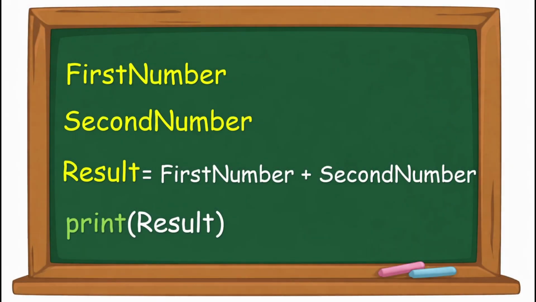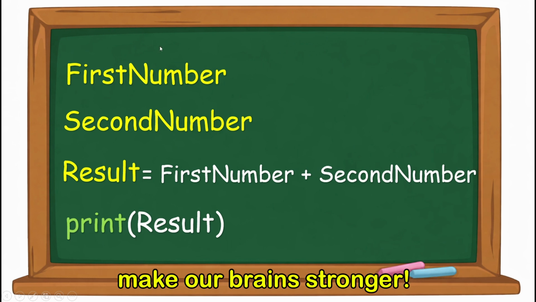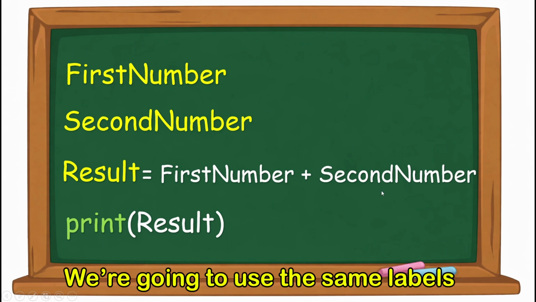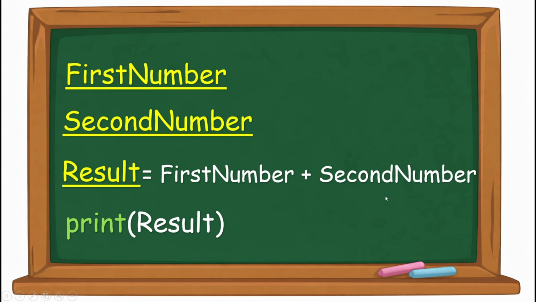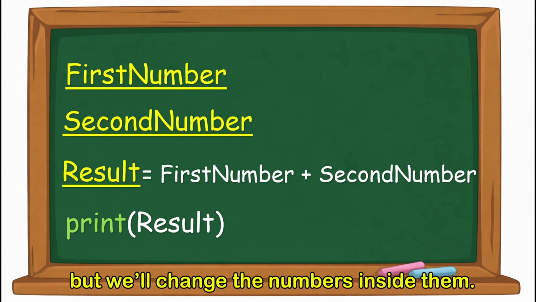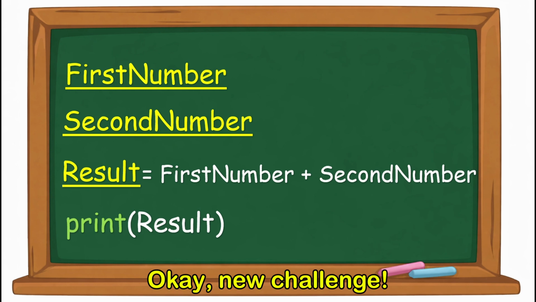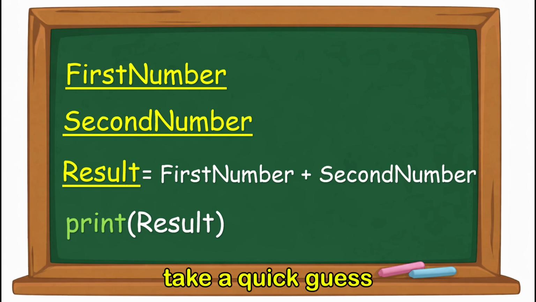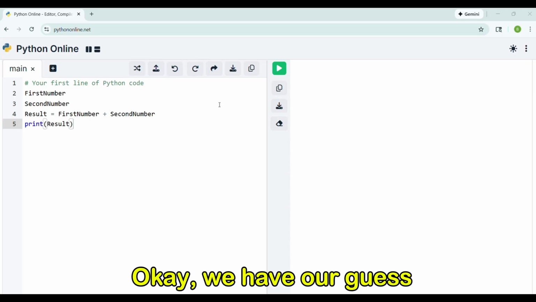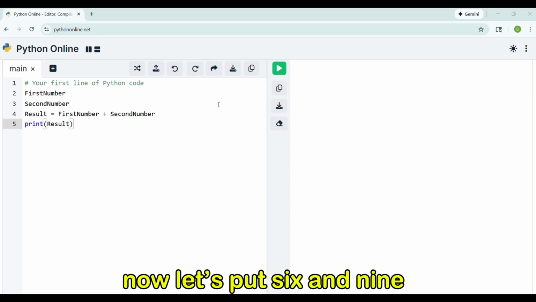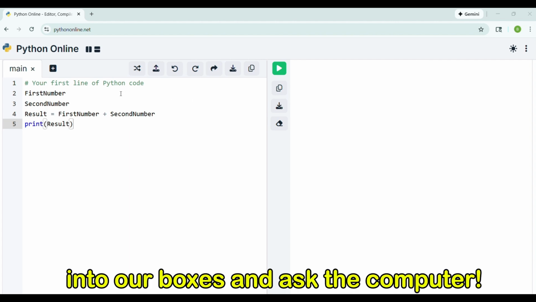All right, let's do a few more examples to make our brains stronger. We're going to use the same labels, first number, second number, and result, but we'll change the numbers inside them. Okay, new challenge. Before we run it, take a quick guess. What is 6 plus 9? Okay, we have our guess. Now let's put 6 and 9 into our boxes and ask the computer.